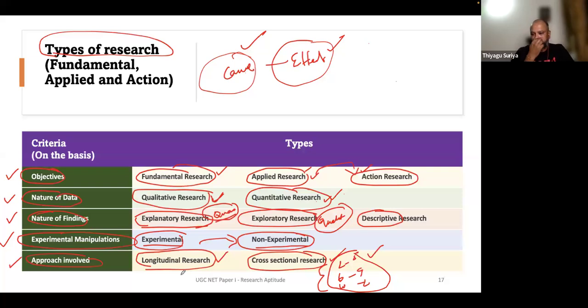Any doubts? So this way, the research types are there: fundamental research, applied research, action research based on the objectives. Based on the data, we have quantitative and qualitative. Based on the findings, we have explanatory and exploratory. Based on the experimental manipulation, experimental and non-experimental. Based on the approach, longitudinal and cross-sectional. Now, can we discuss some of the questions now?